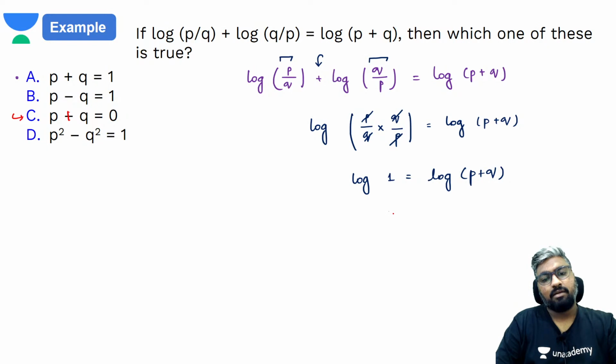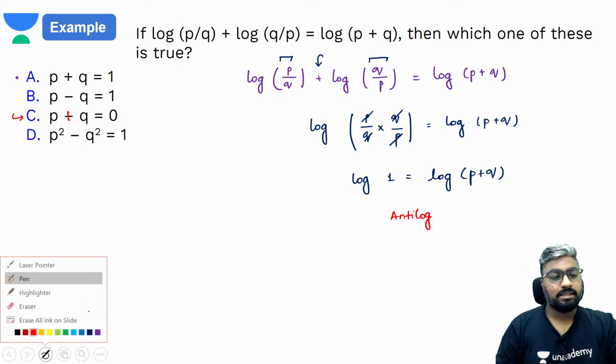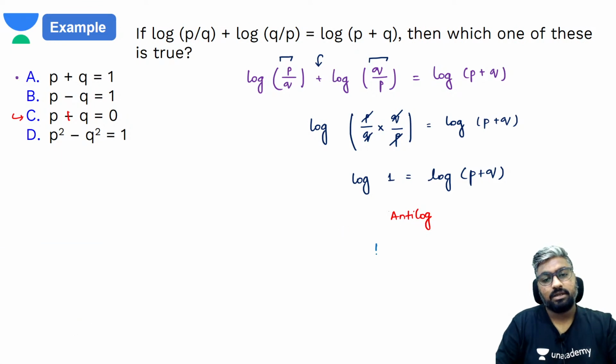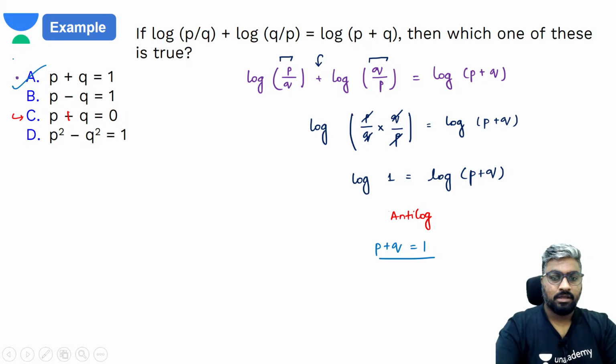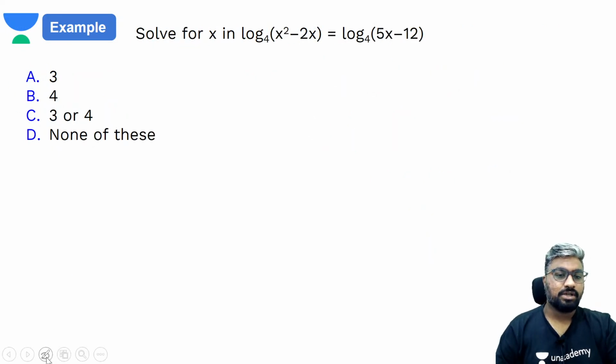So again, taking anti-log, what will I get? I will get p plus q is equal to 1. So option A is right, p plus q is 1. But don't rush into answering these kind of questions. Okay, let's move to the next one. Try this out.